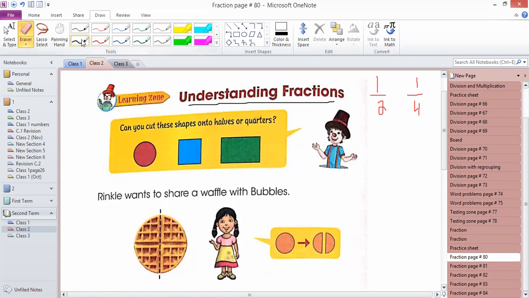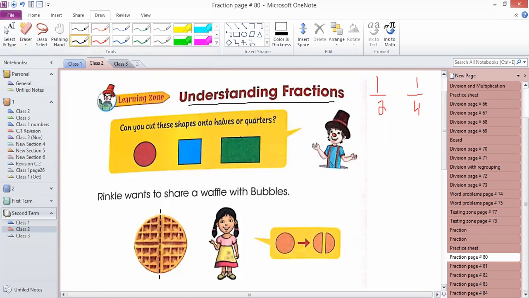Now check this square. Again, draw a line from the middle. Yes, we can divide it into 2 halves. We can cut it into 2 equal parts. And from the middle, if I divide, yes, a square can also be cut into 4 equal parts. So it can also be divided into quarters.